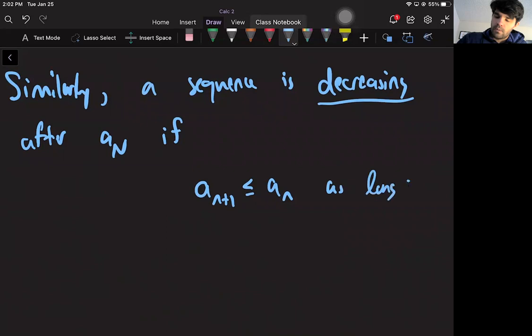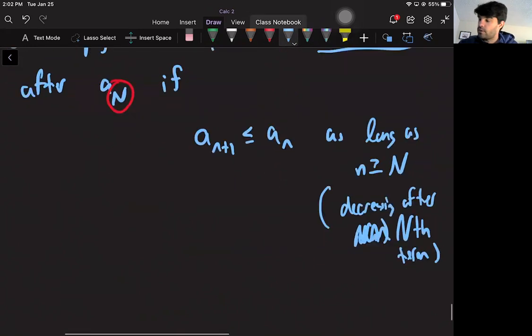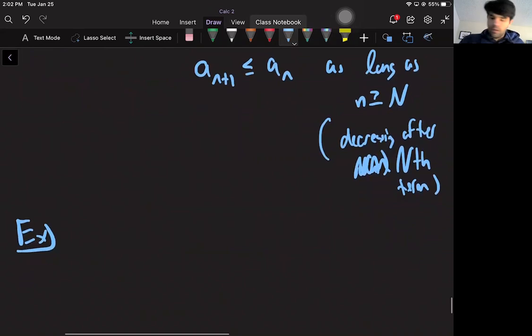So as long as you're past this special number n that you have to figure out. So this really means decreasing after the capital Nth term. Okay, so we'll see an example right away just to see how this works.